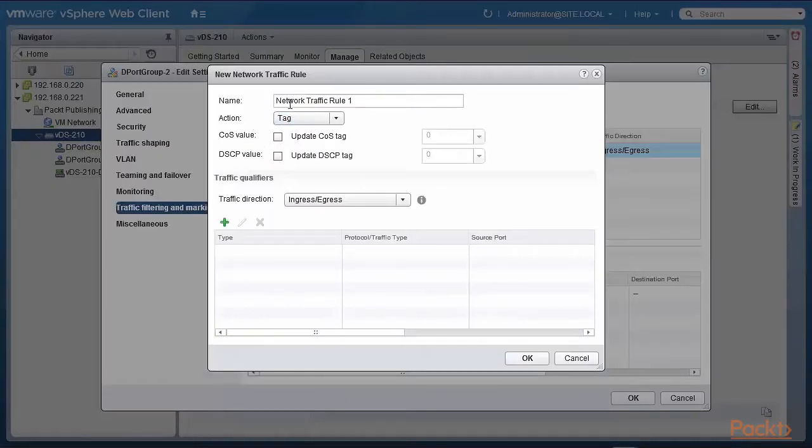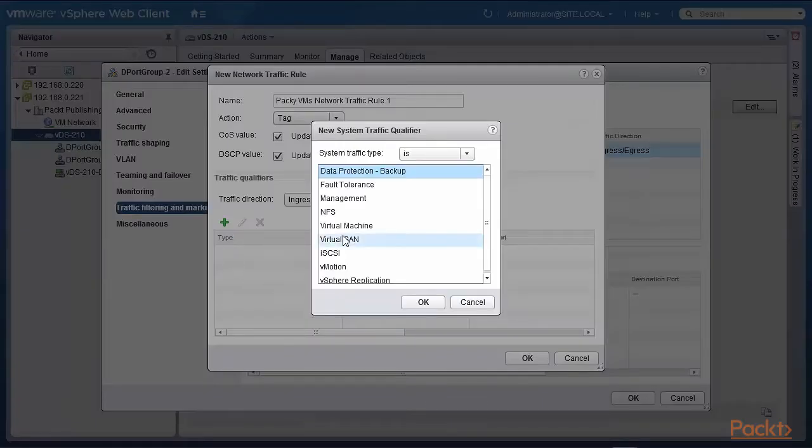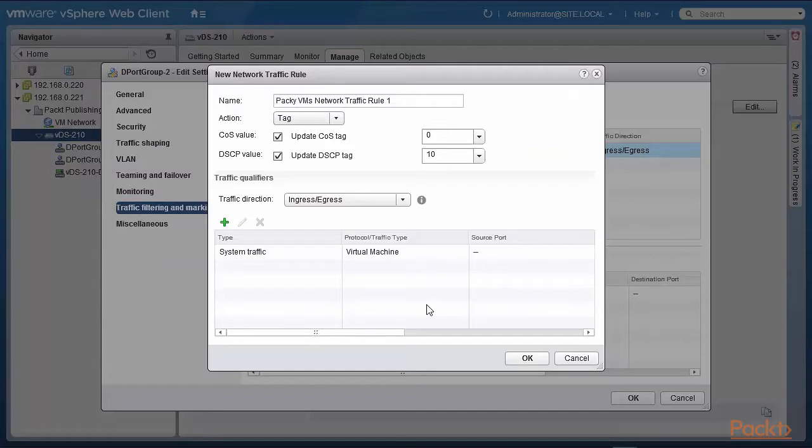Let's add another one. We can say VMs. So this is for our virtual machines. Now we can update the COS tag again. Probably use a value of maybe 2 for expedited. It is expedited traffic, and what we can do here is, if you recall, give a DSCP value of 10. It's right here, a value of 10 for assured forwarding 11, and we will click on plus there, and we will say virtual machine traffic is going to be tagged like this.